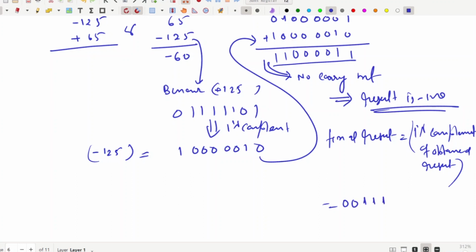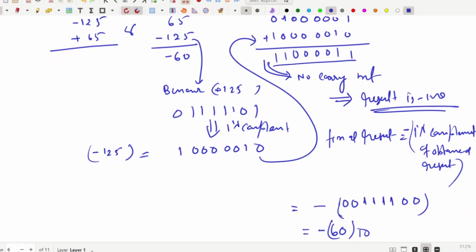This final result is minus of the ones complement of the obtained result. So the final result is equal to minus of this, and when we convert it to its decimal equivalent, this is written as minus 60 in base 10. So in this way, the result is obtained.